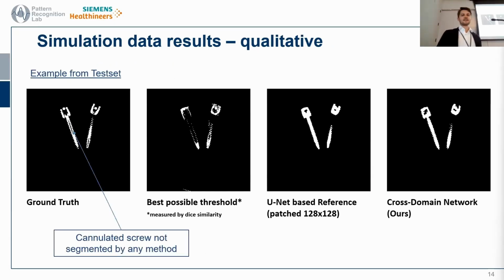I want to have a look at some qualitative results so that you get a feeling for what these dice coefficients actually mean. The ground truth we can see here on the left, and the inner part here on the screw is actually a cannulation, so the ground truth is not wrong or anything. This is a very fine detail that we would have loved the models to come up with, but as we can see, none of them got it, except maybe for the thresholding-based method, but we can see that it neglects the entire inner part of the screw, which is, as introduced earlier, due to the cupping artifact in 3D.